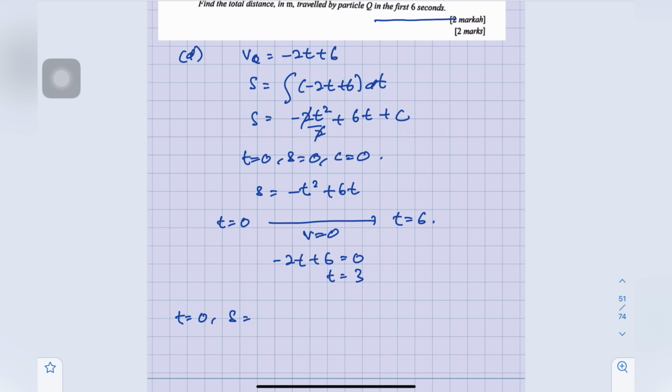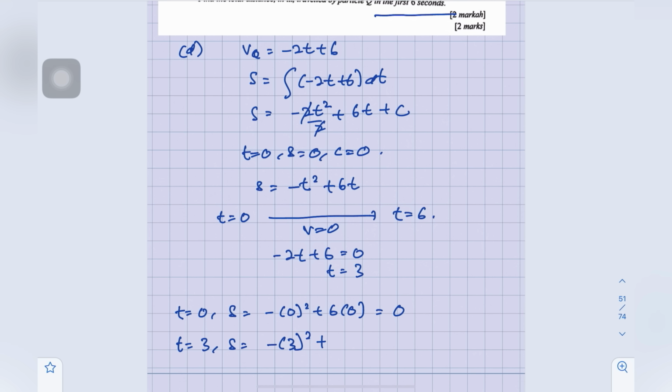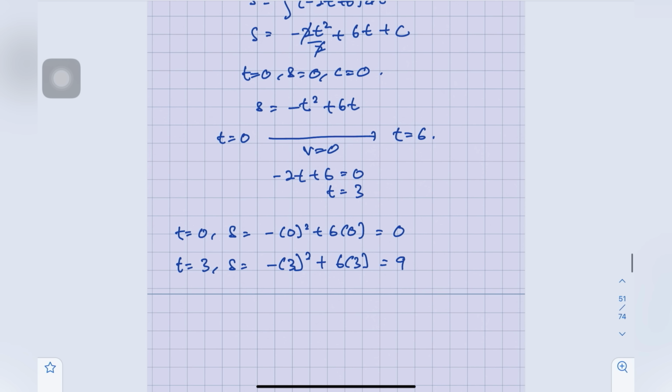When t equals 0, s equals negative 0 squared plus 6 times 0, which is equal to 0. When t equals 3, s equals negative 3 squared plus 6 times 3, which equals 9. And when t equals 6, s equals negative 6 squared plus 6 times 6, which equals 0.